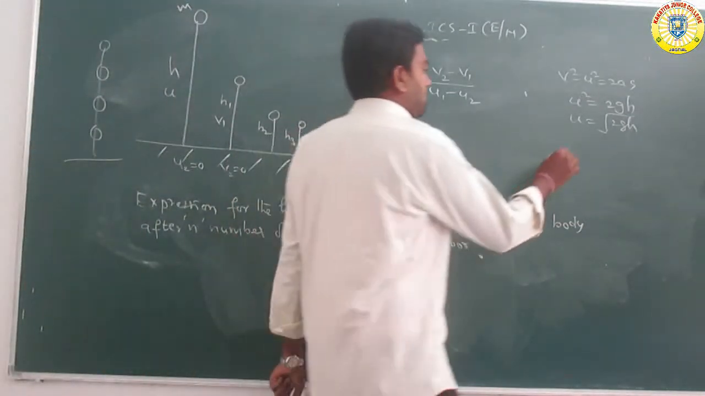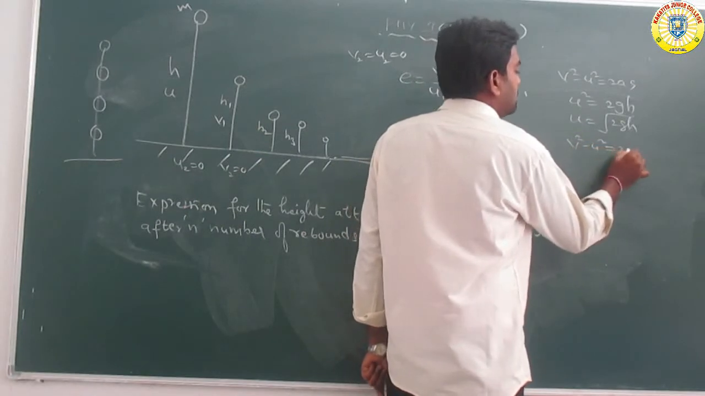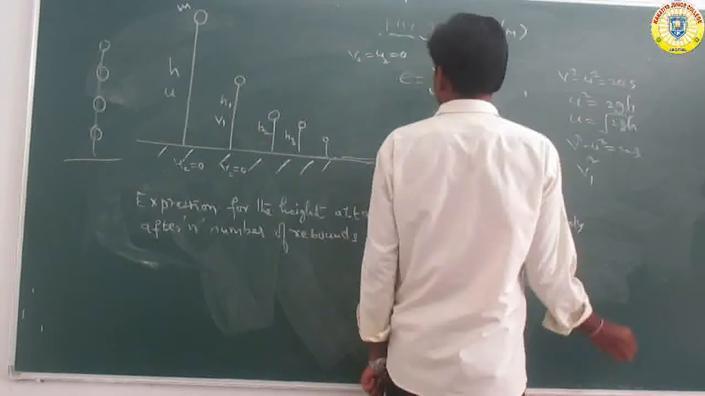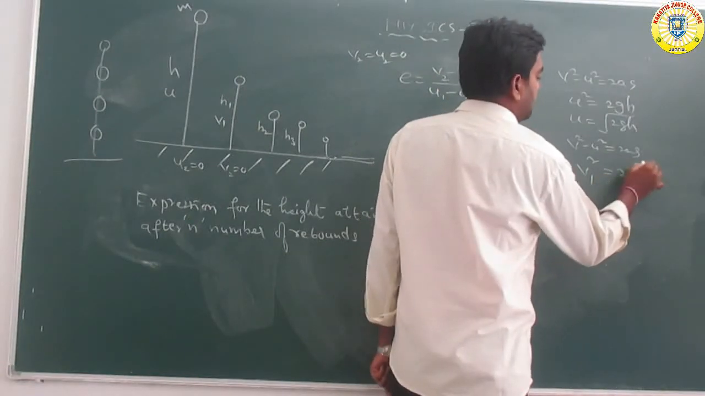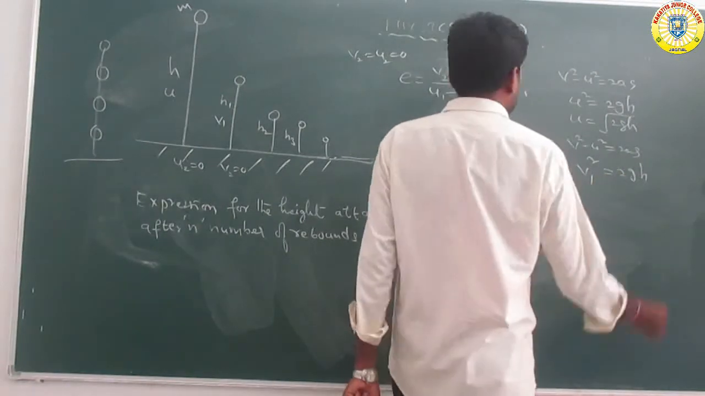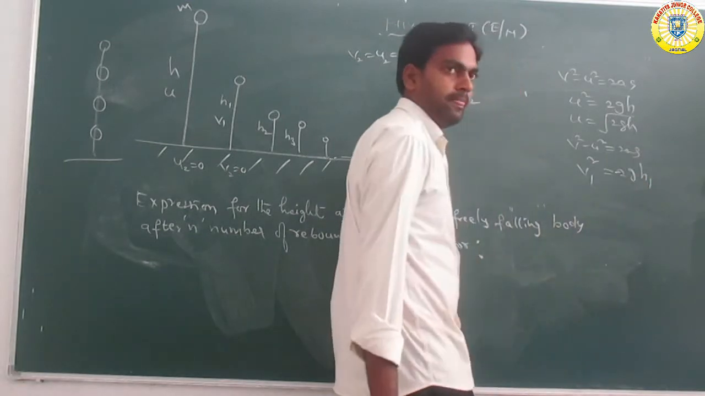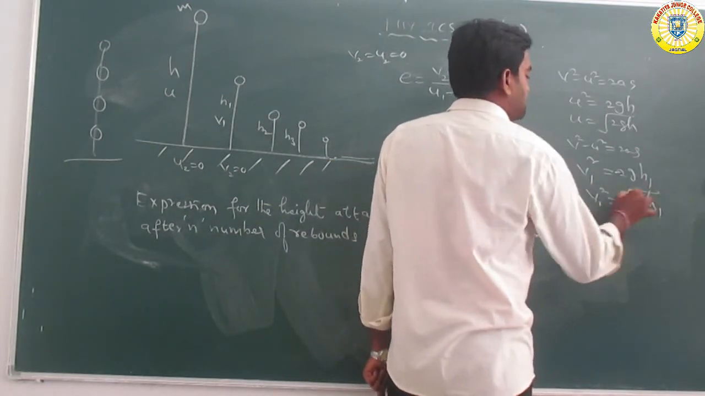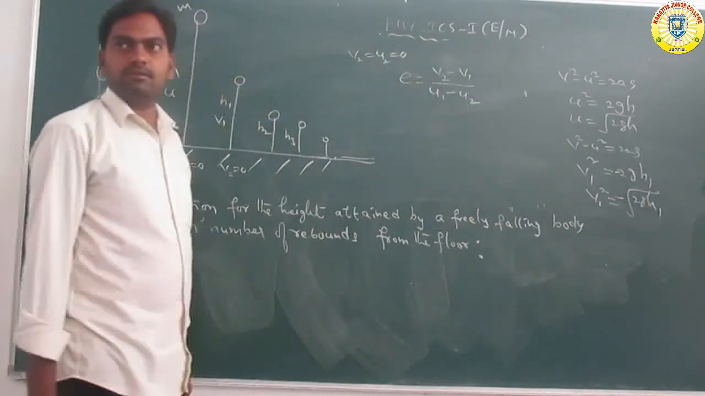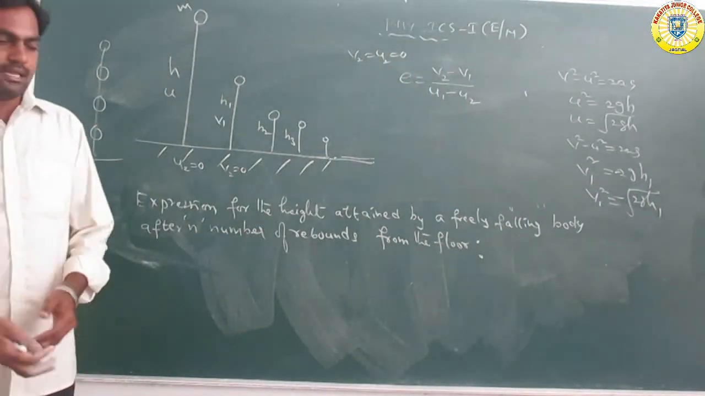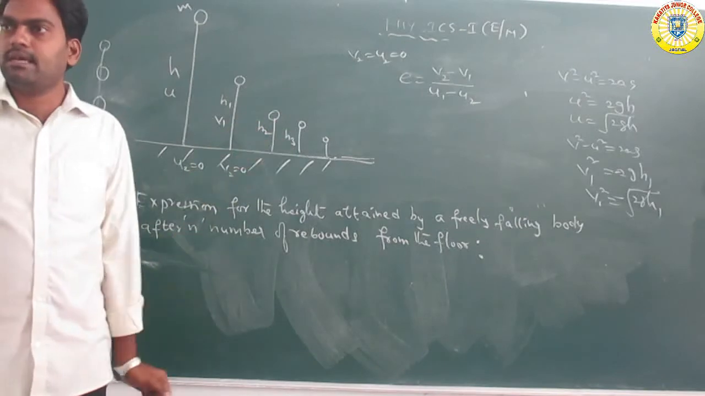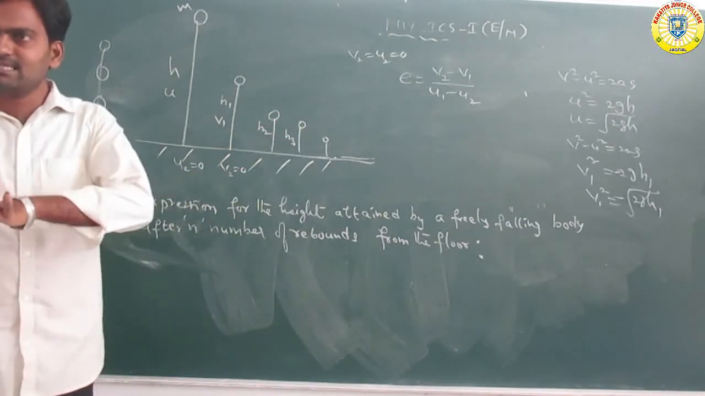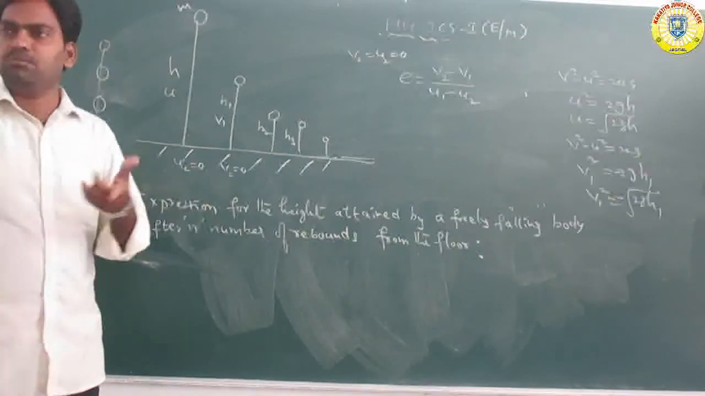After the rebound, that velocity is v1. So v square minus u square is equal to 2as, that is v1 square, which is equal to 2gh1, with a minus taken. Here h means h1 and velocity means v1. There also, two velocities are not there, because one velocity is 0.